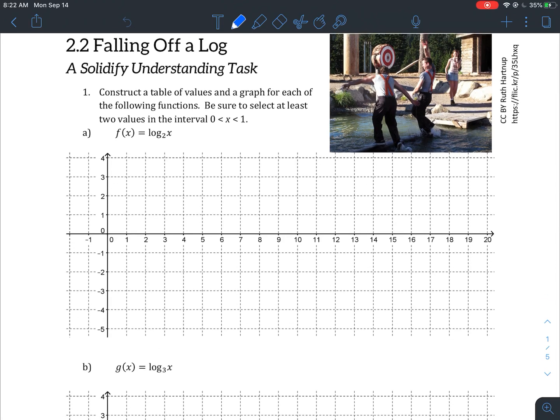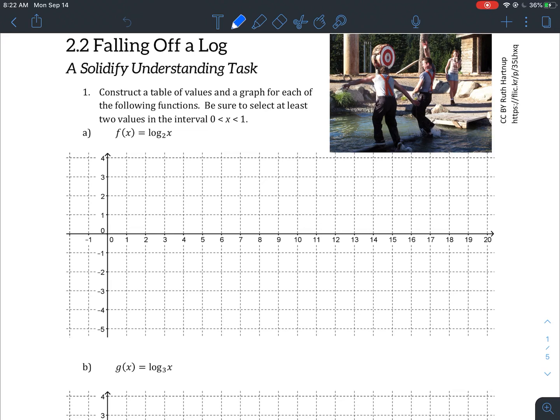So for number 1, it says construct a table of values and a graph for each of the following functions. Be sure to select at least 2 values on the interval x is between 0 and 1. So how do you graph a log function? How do you choose what values to pick? A lot going on here, right?